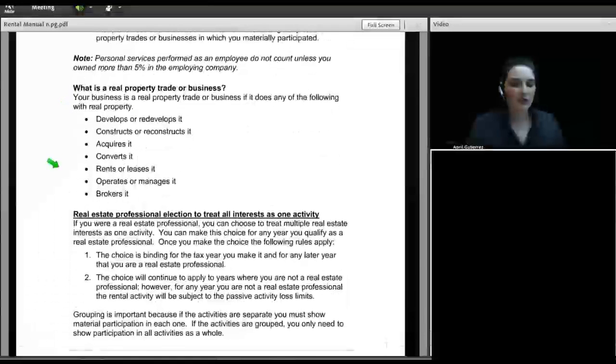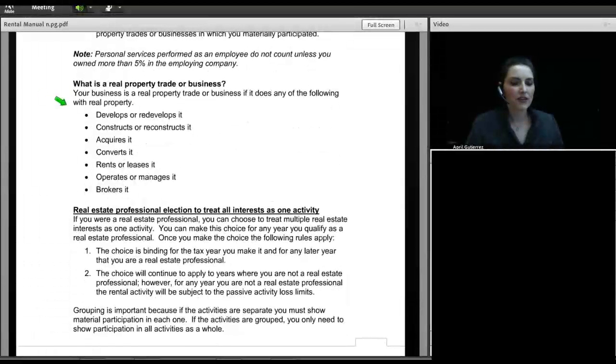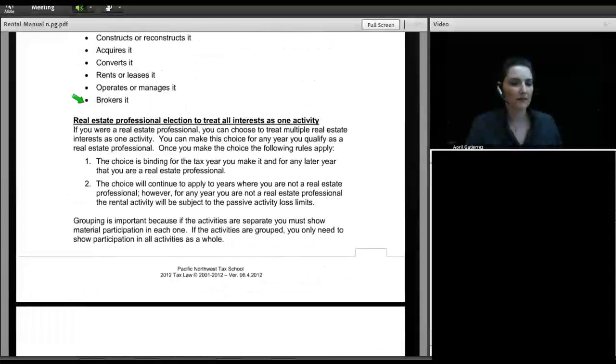So what is a real property trader business? Your business is a real property trader business if it does any of the following with real property: develops it or redevelops it, constructs it or reconstructs it, acquires it, converts it, rents or leases it, operates or manages it, or brokers it.